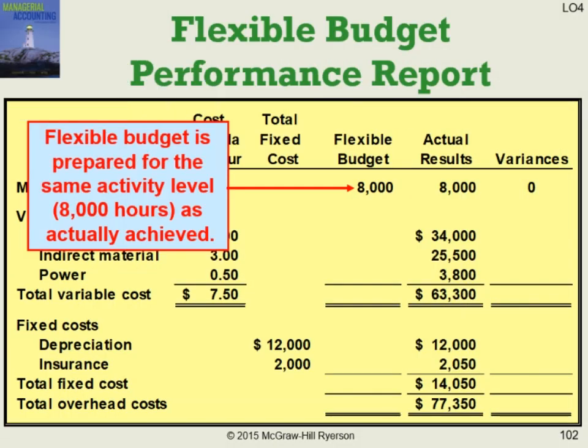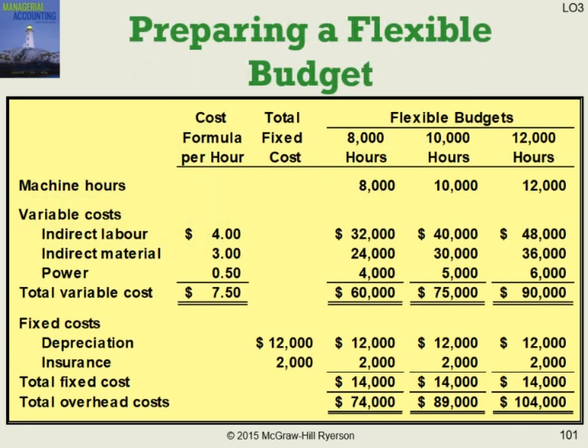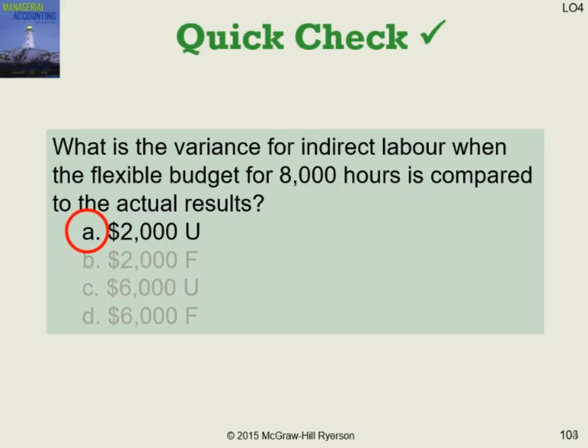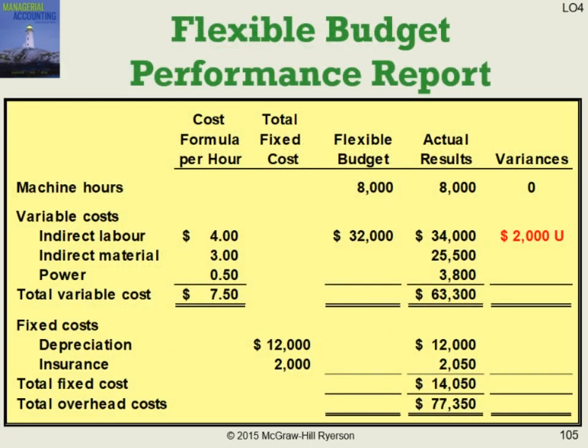So once again, given the information, the 34,000 is the actual results. So it's $4 per hour indirect labor, and the actual result is 34,000. Calculate the variance and determine whether it's unfavorable or favorable. I think you'll find it's 2,000 unfavorable because we spent more than we should have spent for that volume of activity.